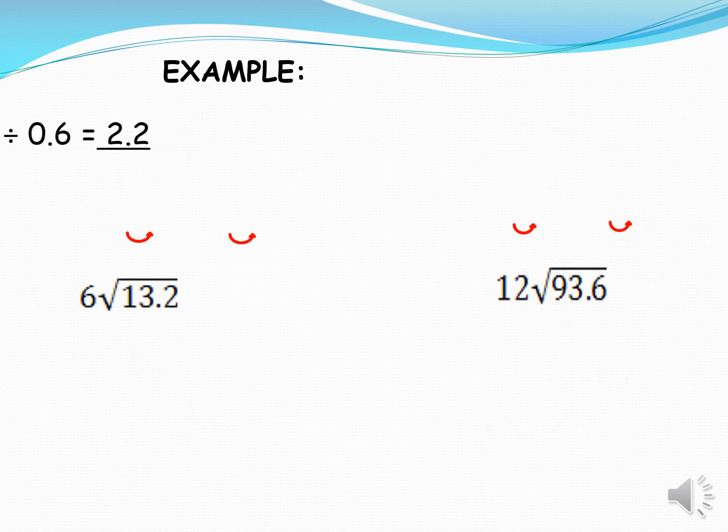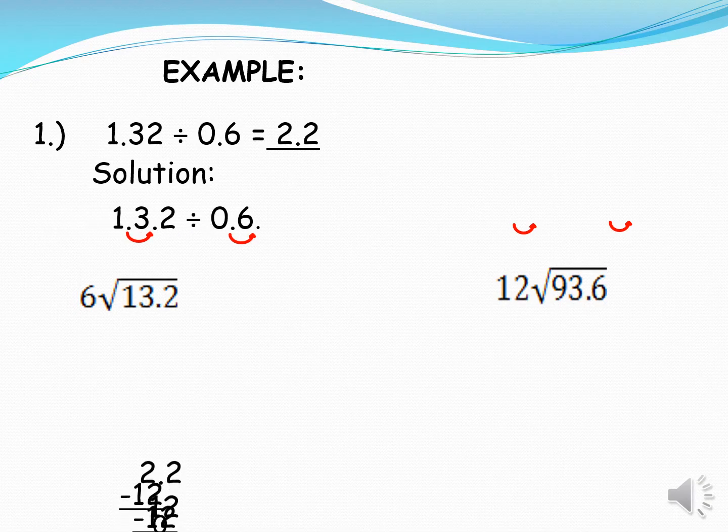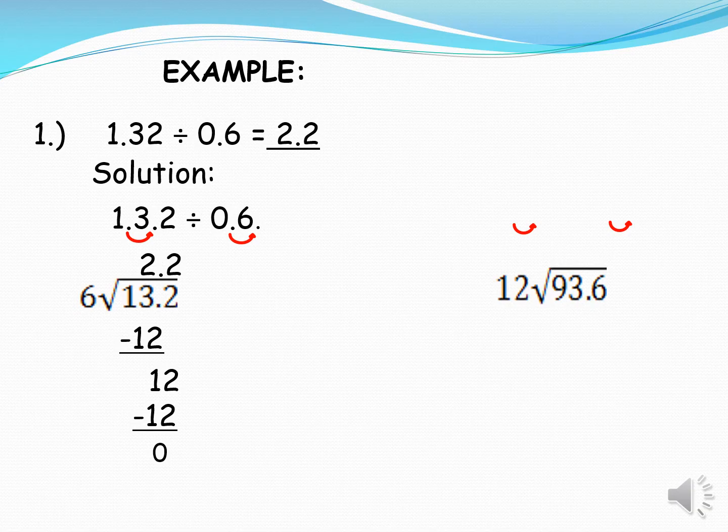Example number 1. 13 and 2 hundredths divided by 6 tenths is equal to 2 and 2 tenths. So how did we get the answer? Let us have our solution. Change first our decimal divisor to a whole number, so 6 tenths, move one place to the right to make it whole number 6. Then in our dividend, move also the decimal point one place to the right to have 13 and 2 tenths as our dividend. So now we have 13 and 2 tenths divided by 6.